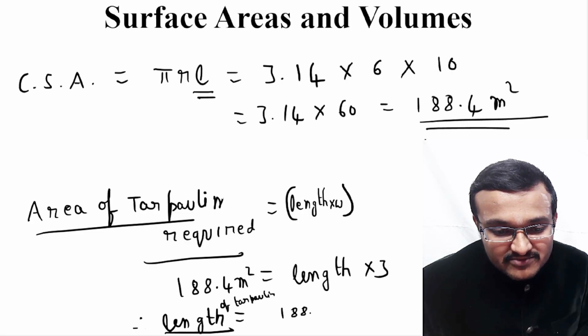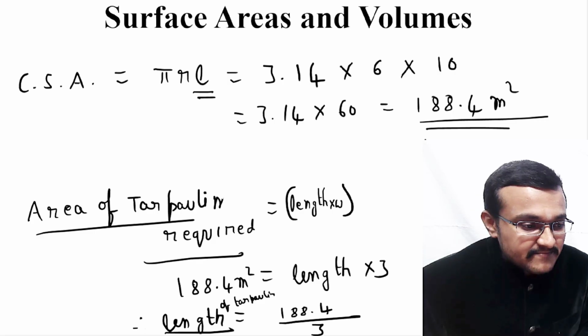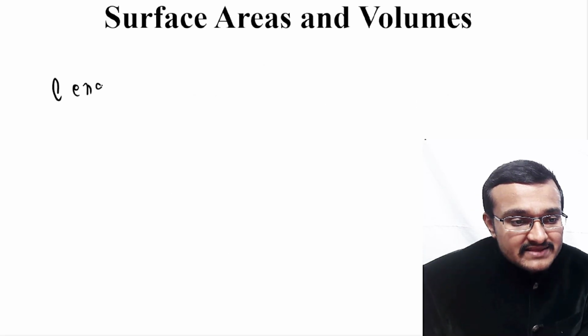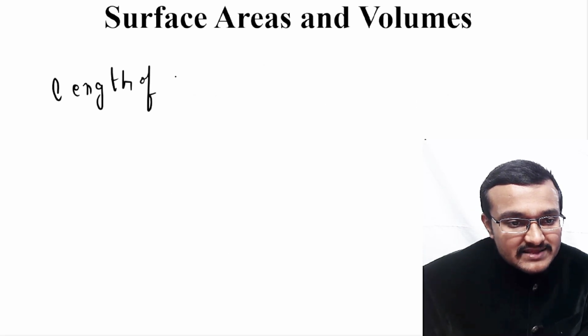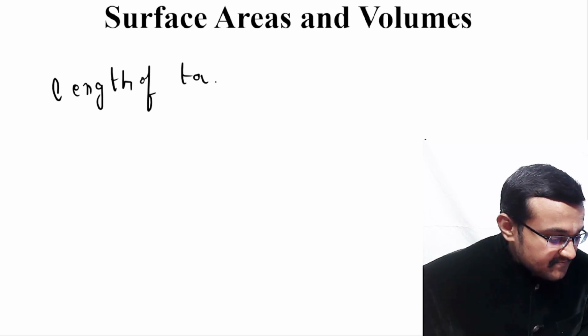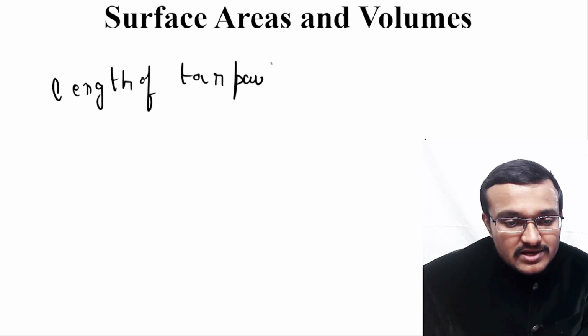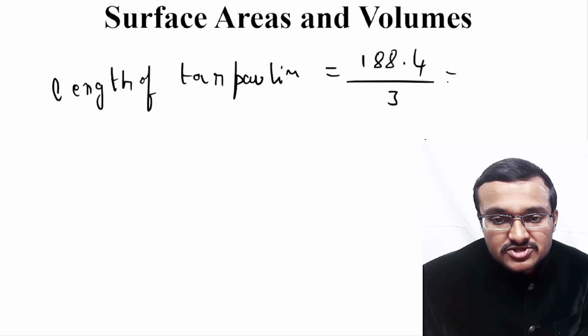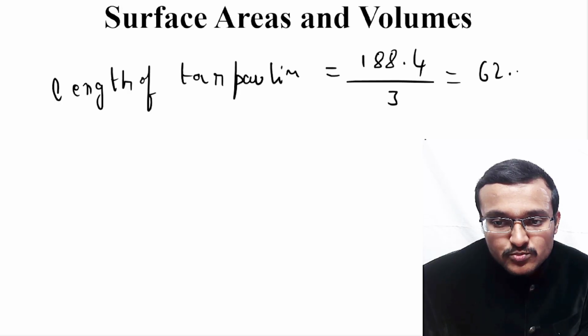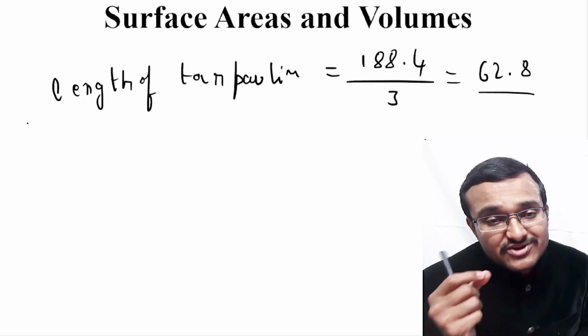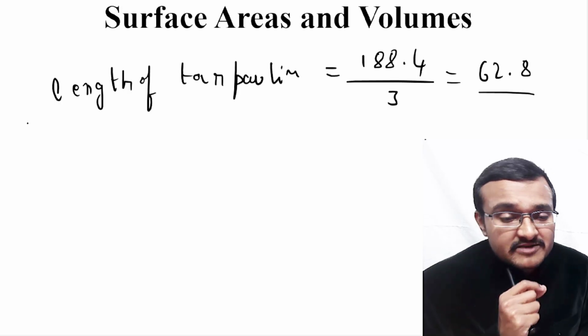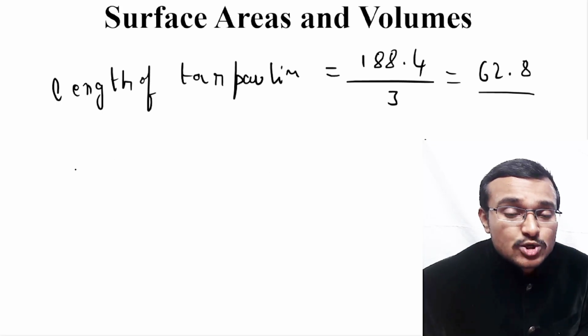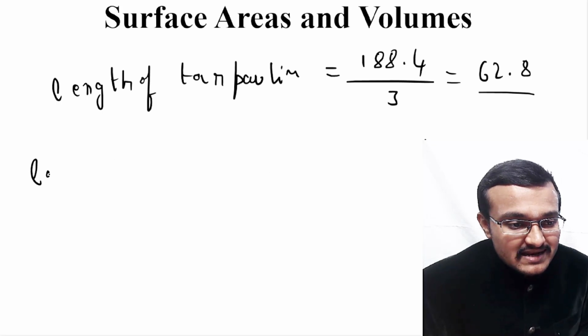So length of tarpaulin will be equal to 188.4 divided by 3. So that is nothing but 62.8. So here in order to account for the wastage of tarpaulin, you have to add 20 centimeter to this length.